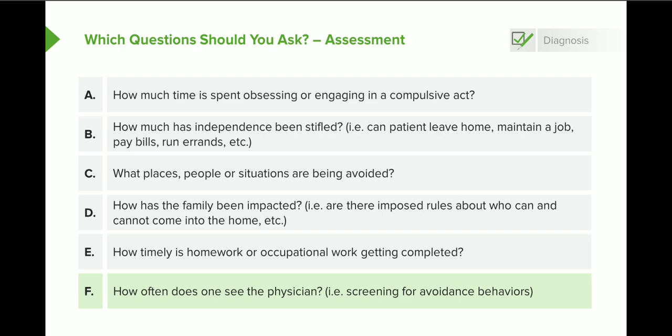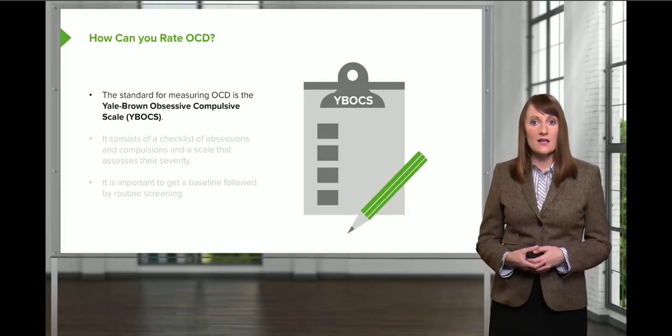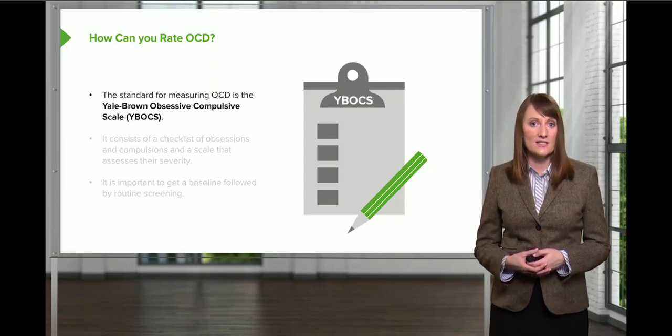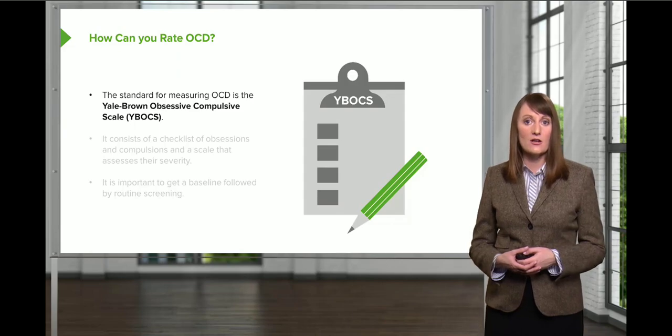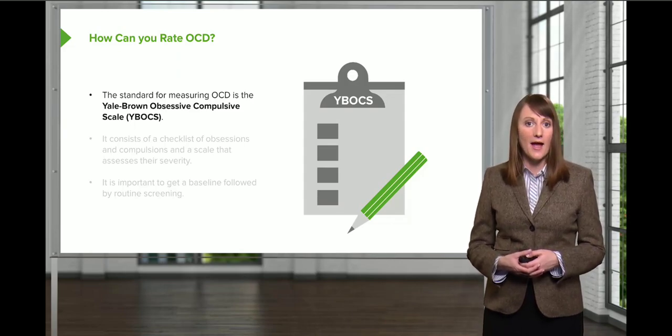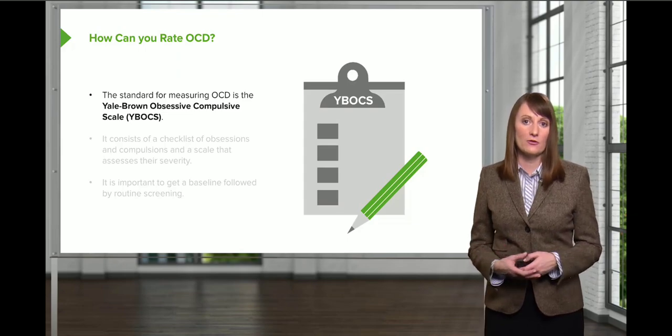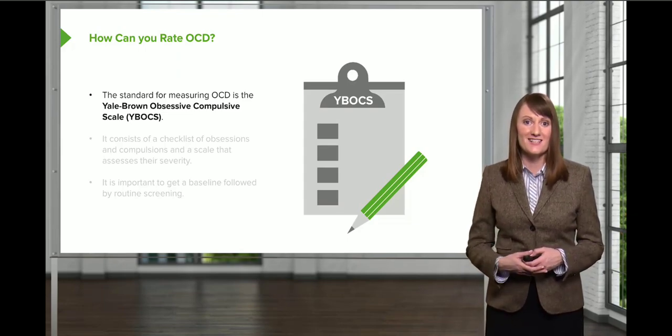So you want to make sure that you ask whether or not your patient is checking in with someone about their symptoms. There are some rating scales that can be useful in assessing OCD. One that I'd like to review is called the Y-BOCS. It's the Yale-Brown Obsessive Compulsive Scale, and this is a standard measure for measuring OCD.